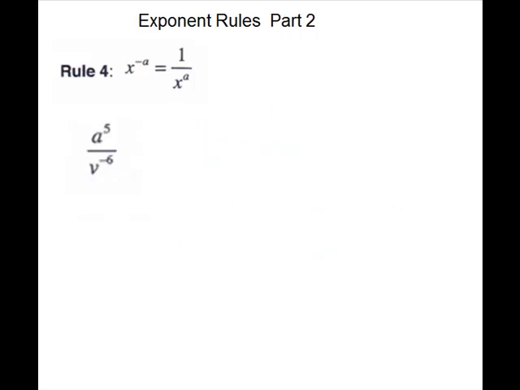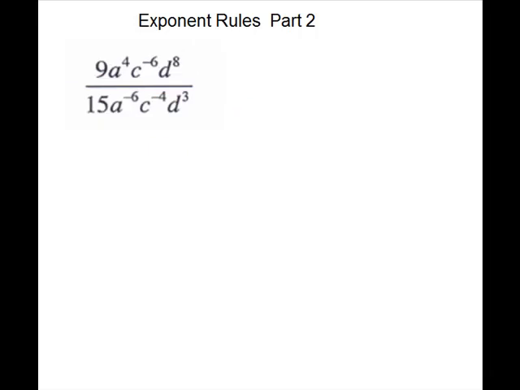For this example, you are going to shift to the top because the piece that has a negative exponent is in the denominator. So it is going to go up. There is no reason to move the a. So the a is going to stay right where it is. The v will move to the top and get a positive exponent.